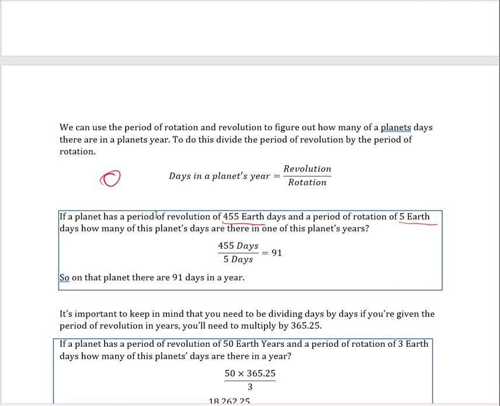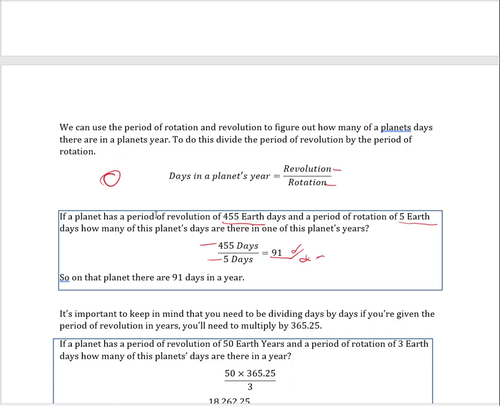So if you're living on that planet, how many of that planet's days are there in one of that planet's years? Divide the period of revolution by the period of rotation. I take that 455, divide it by 5, and I get 91. So on that planet, there are 91 sidereal days per year.